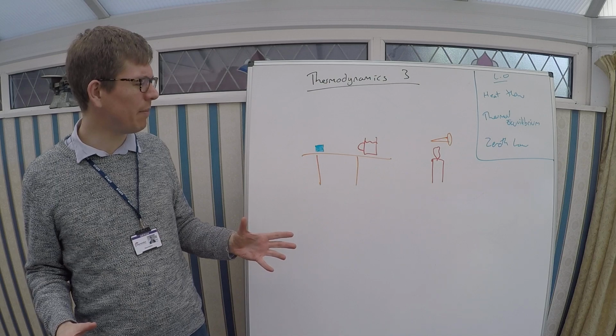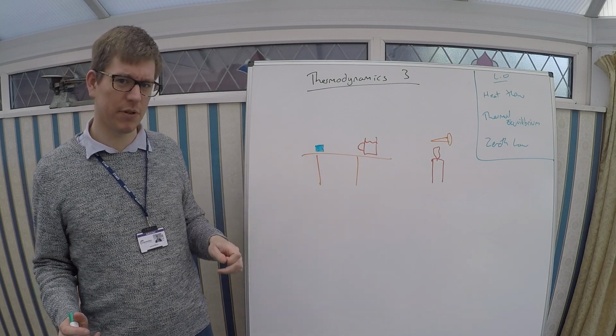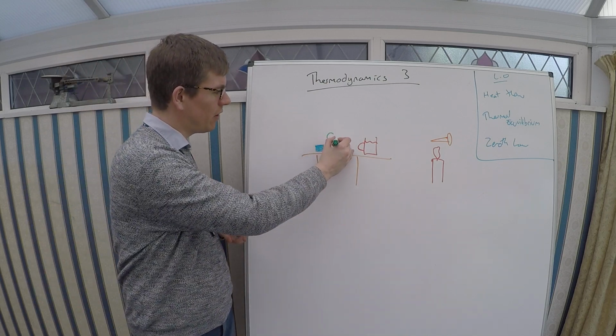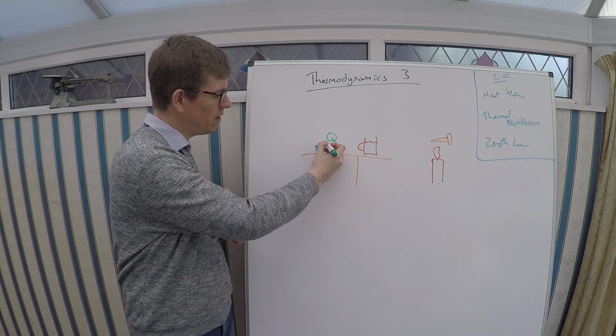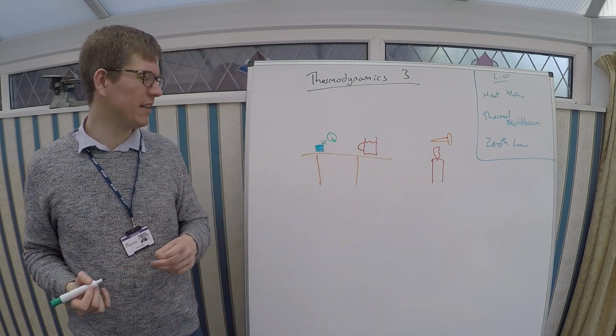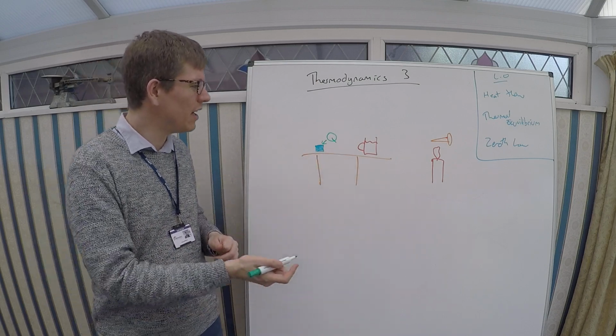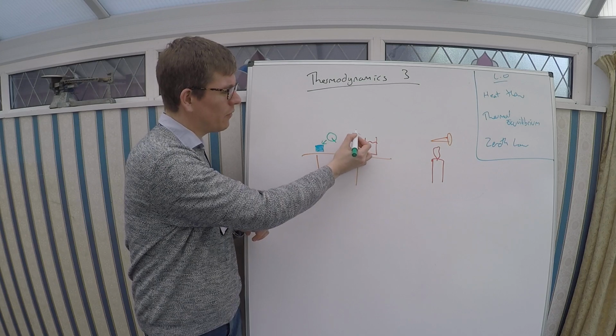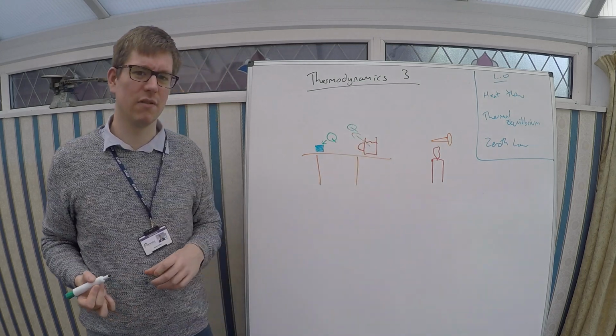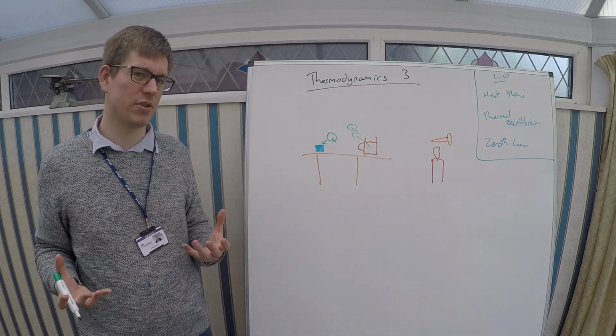So what's going to happen? Well, from the ice cube's point of view, heat energy is going to flow from the room into the ice cube, and it's slowly going to heat up until it's the same temperature as the room. However, heat energy is going to flow out of the cup of tea into the room until it too is the same temperature as the room.